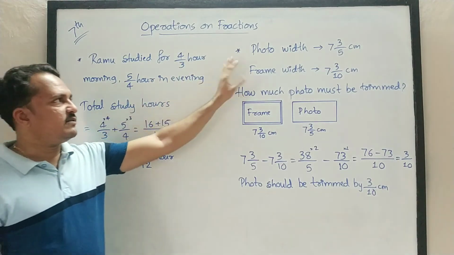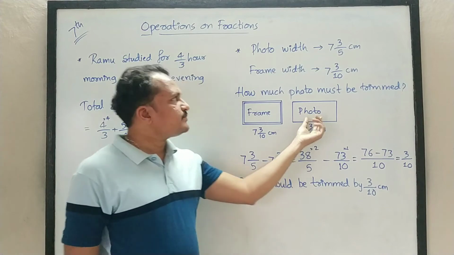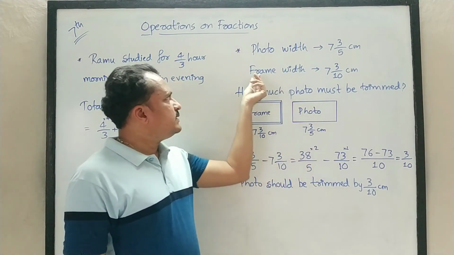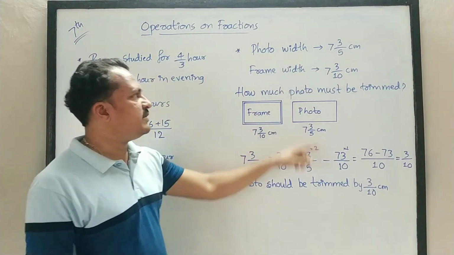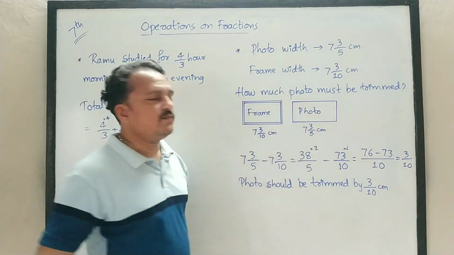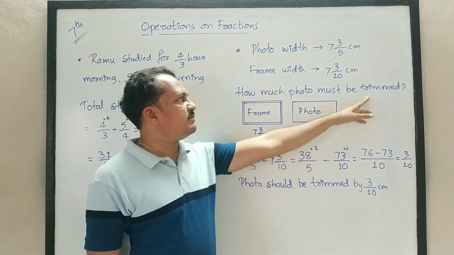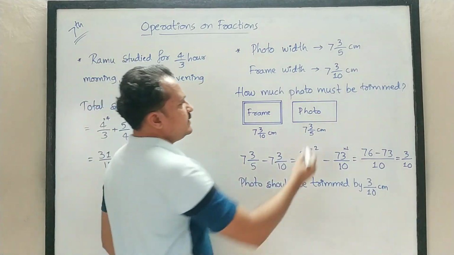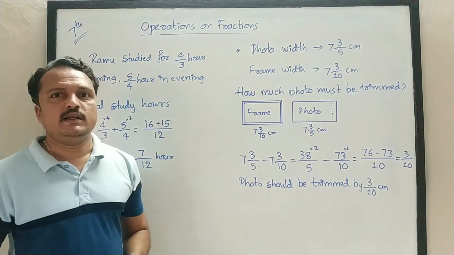Next, come to this one, the second one. Here there is one frame and one photograph. Photo width is 7 integer 3 by 5. Then frame width is 7 integer 3 by 10 centimeter. Already they have given. But the thing is, the frame is smaller than this photo. So to fit this photo within this frame, we need some trim. How much do we have to trim? Trim means we have to cut this at one end here. If you are going to cut this one, then how much do we need to cut? That is the question here.